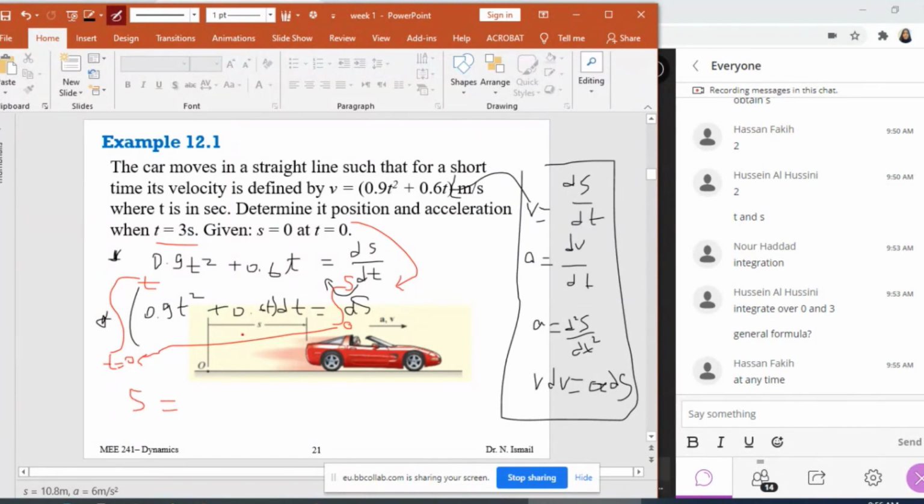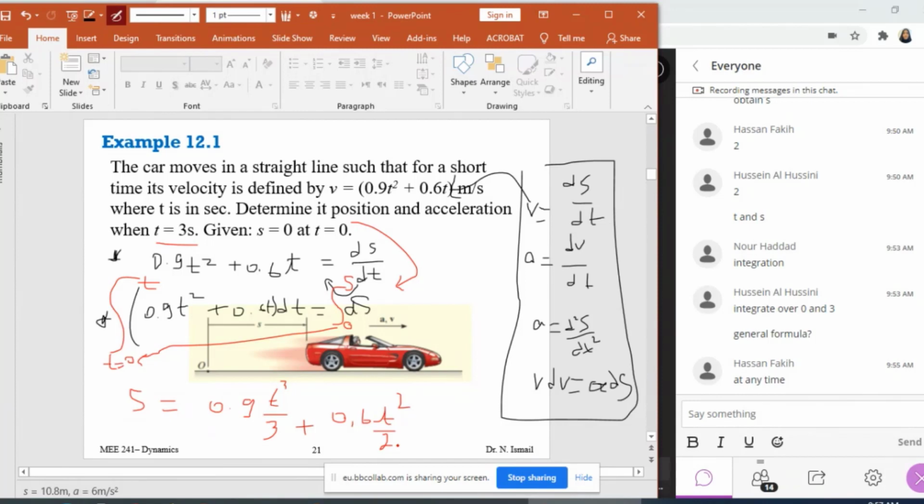So s will be equal to, of course, s minus 0. If this 0 was a 3, then this should be s minus 3 or s minus 4. It depends on the initial boundary condition for s. So s here is equal to 0.9t cubed over 3 plus 0.6t minus 0, which is this one. Sorry, 0.6t squared over 2. So it is, in fact, 0.3t cubed plus 0.3t squared. Now, guys, you can substitute t by 3 seconds in order to find s.